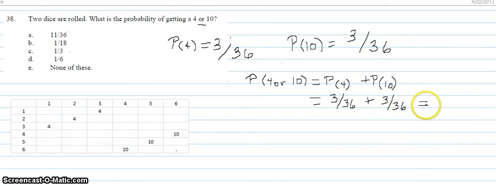That equals 6 out of 36. Remember, we need to reduce. 6 will go into 6 one time. 6 will go into 36 6 times. So our answer here now then would be D. The correct answer is D. 1 out of 6. D.